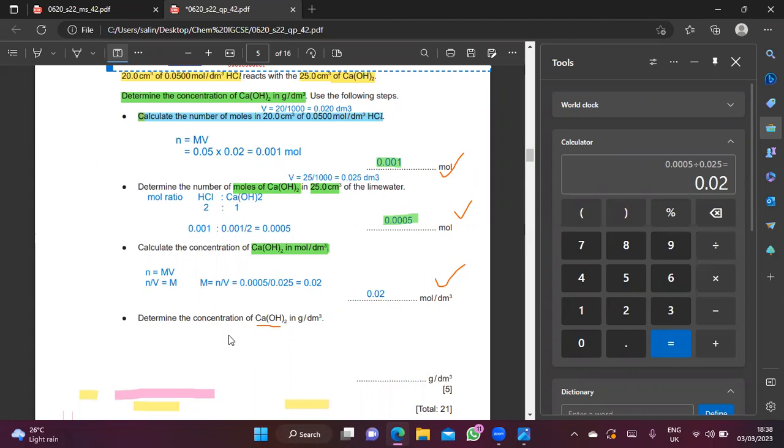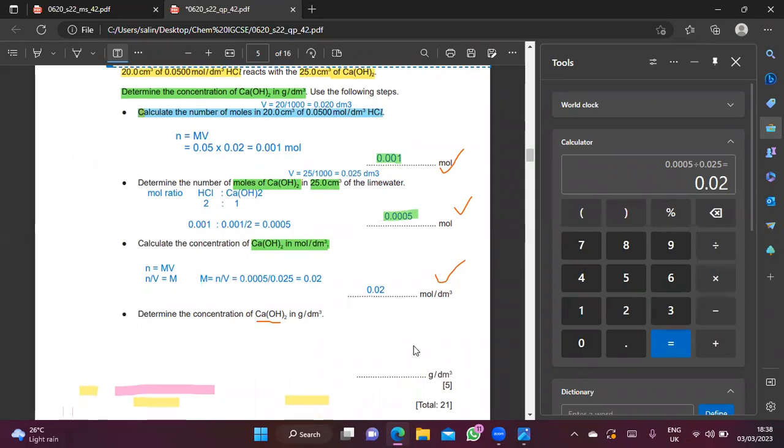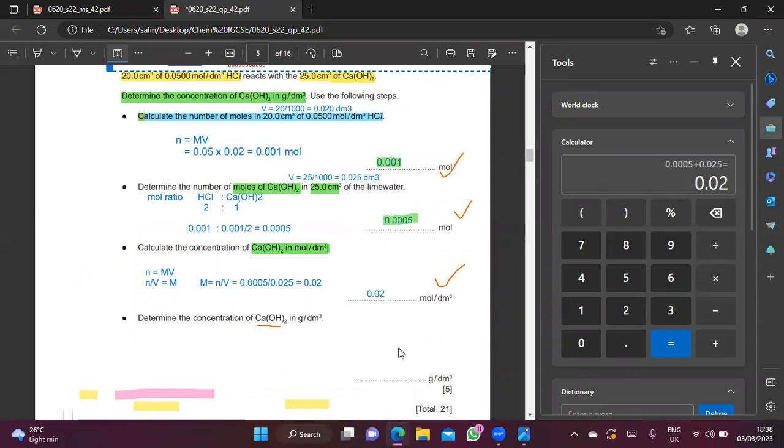Now we have to determine the concentration of calcium hydroxide in gram per dm cube. So what you need to do here is that you got 0.02 mole. It's very easy. Just find the Mr for calcium hydroxide. So we have to calculate that. That's why it's 2 marks. So find the Mr. You have to show this calculation. Calculation: Mr of Ca(OH)2. Quickly, we just need to calculate this.